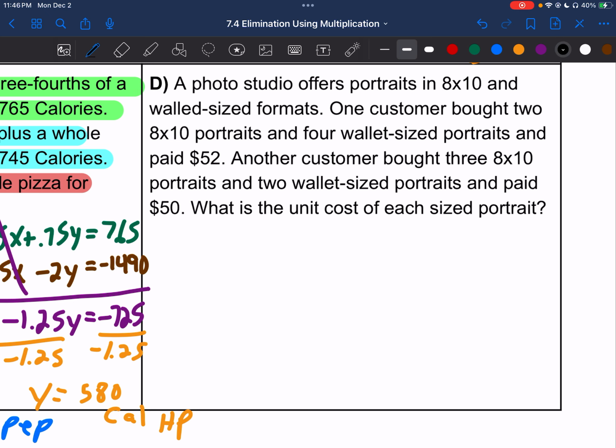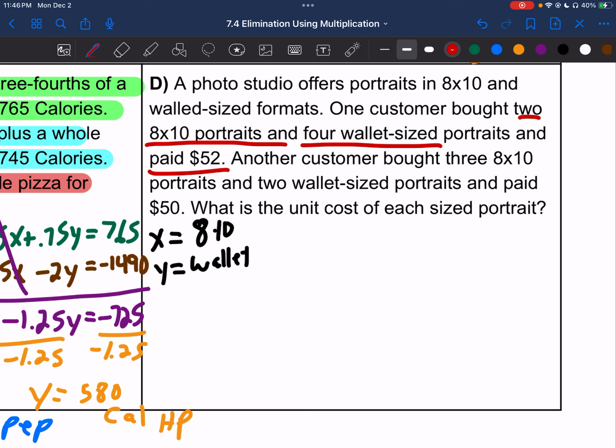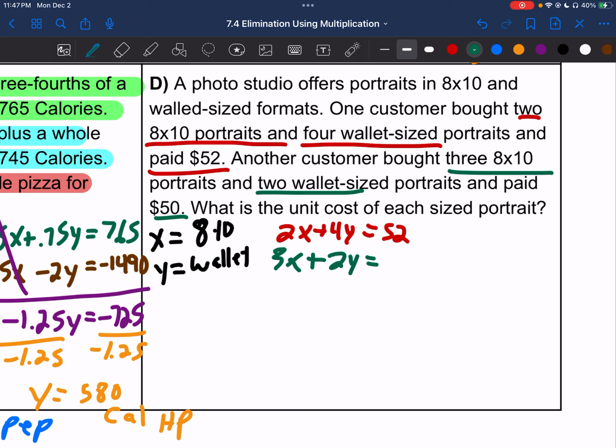Letter D, we're going to define our variables. X is going to be 8 by 10. Y is going to be wallet. My first equation, we have 2 8 by 10s and 4 wallets, and it's $52. 2x plus 4y equals 52. My second, 3 8 by 10s, 2 wallets, $50. 3x plus 2y equals 50 even.